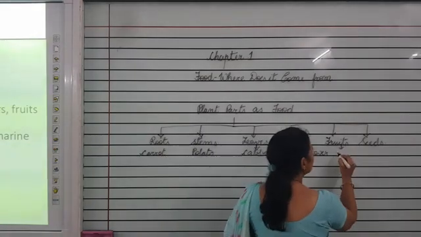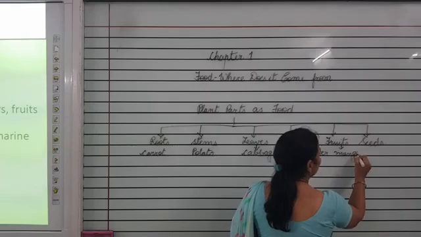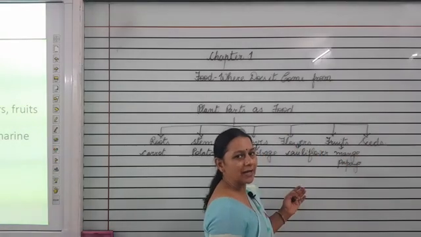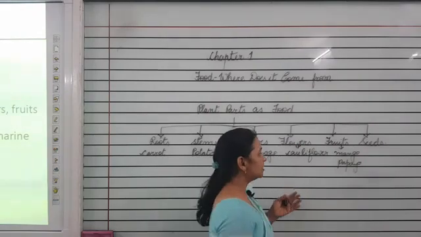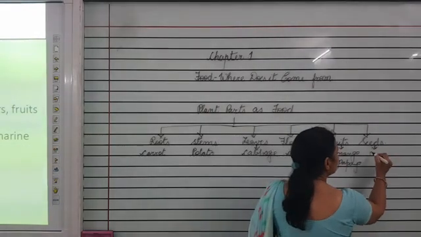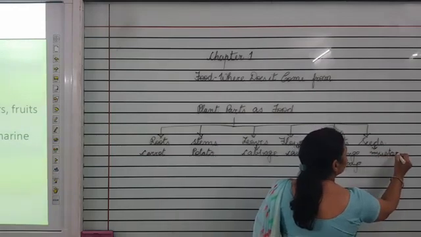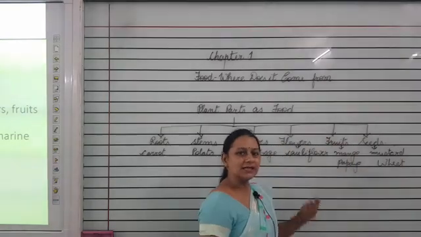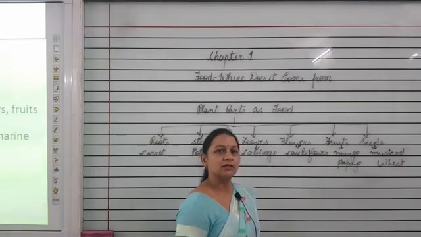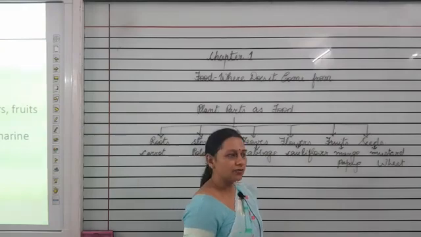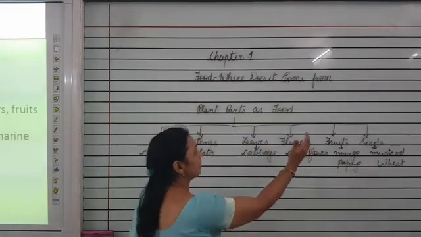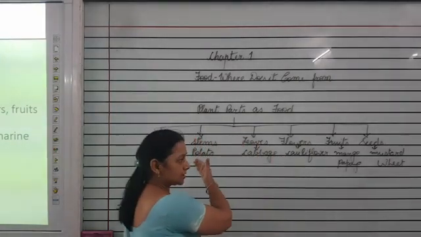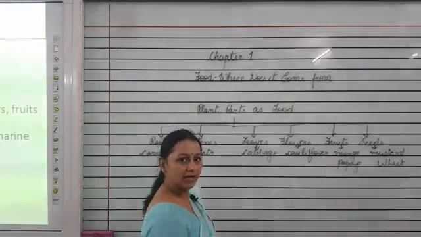Fruits, like mango and papaya. These are the fruit part that we are having as food. Seeds of mustard and the seeds of rice and wheat are all actually the seed part of the plant which we are having as food. So these are the different parts of the plants that serve as food, and we have them in different meals of a day.